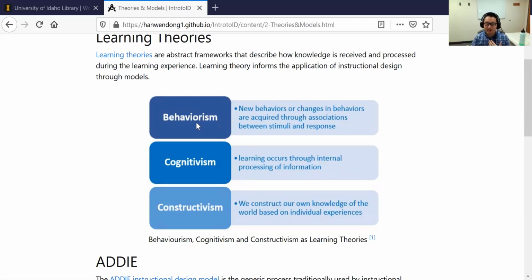Behaviorism defines learning as the acquisition of a new behavior or a change in behavior. The learning process begins with some stimulus from the environment, and then the learner reacts with some type of response. The new behavior can be repeated, so it becomes automatic. One good example of behaviorism would be Pavlov's dog.